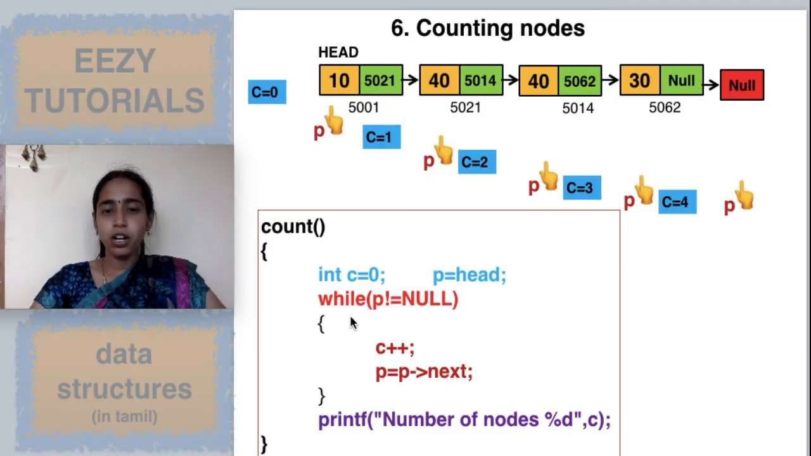If you are doing this loop, finally you will reach the count variable. So the count is 4, like that you will reach. You can print and see: printf number of nodes %d, C. This is clear. So this is counting the nodes.